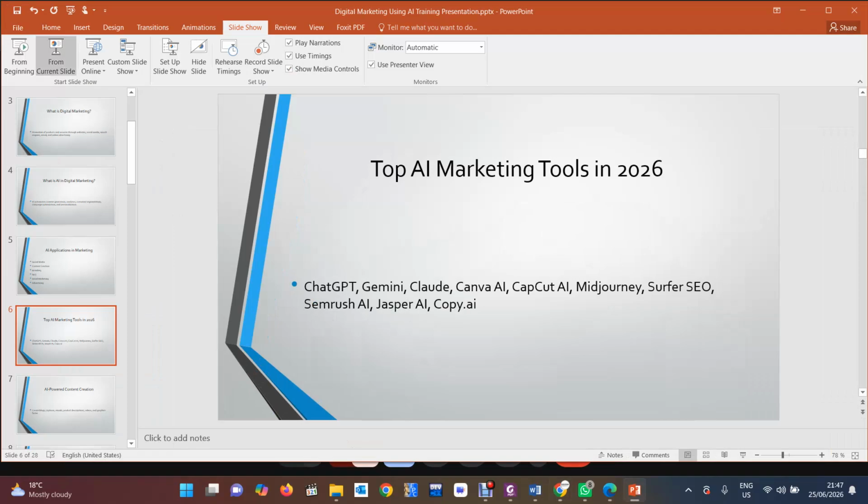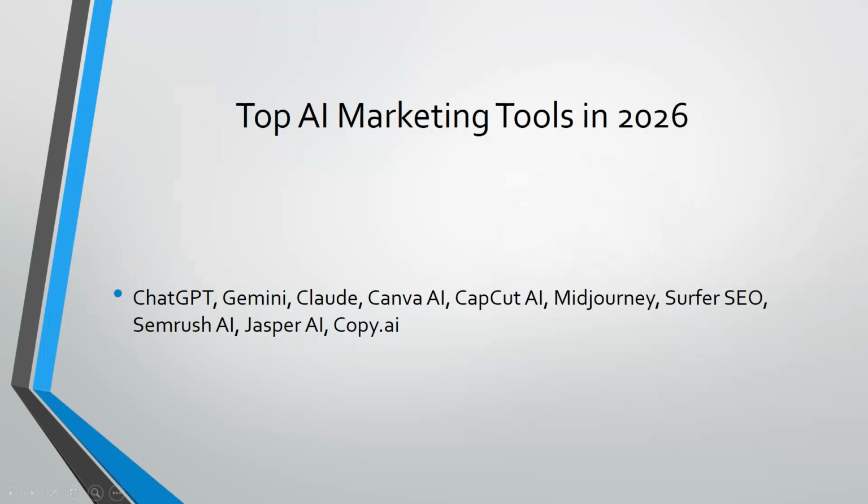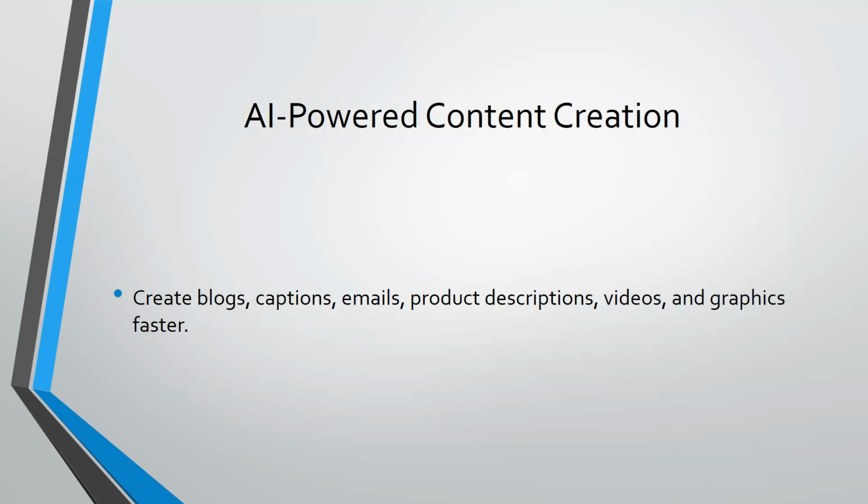So these are tools that you need to be able to master. Midjourney. Then we have the search engines, and then we have the SEMrush AI. We have also Jasper AI, and then we have Copy.ai. You just search for these, you log into those tools, and then you start developing what you love.